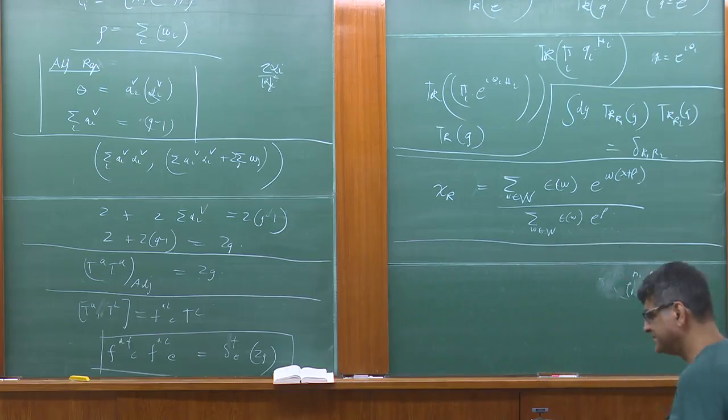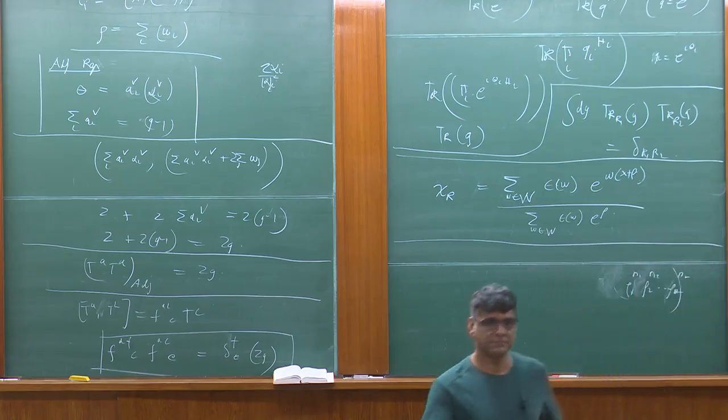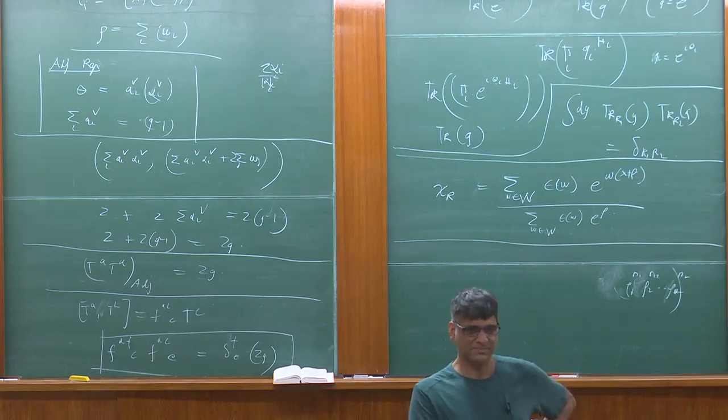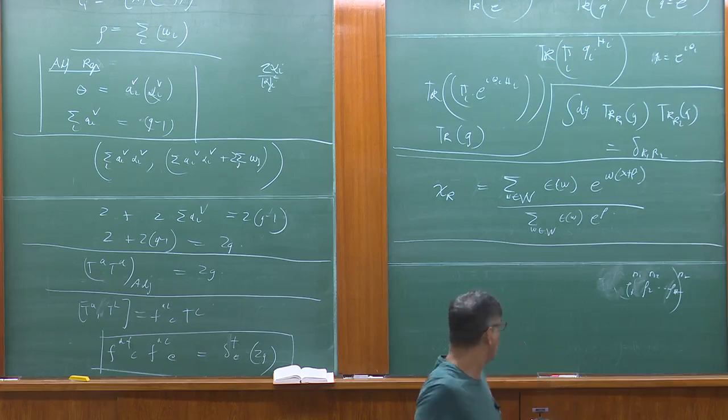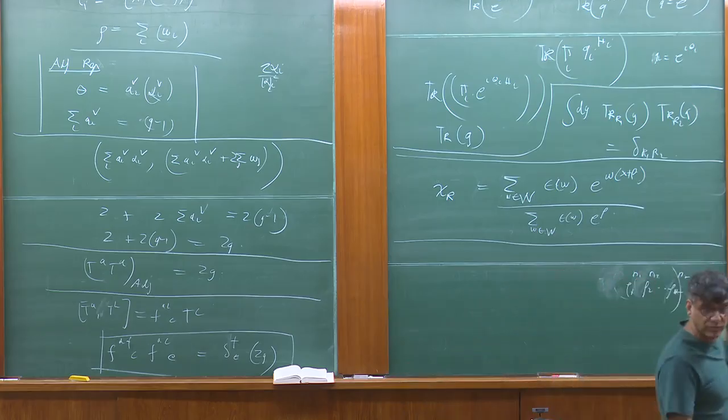Is there some way of... this looks like something when you are calculating a path integral, let's say, you have this insertion of e to the power omega lambda, and then you take the average. Omega lambda. This W, by the way, is a Weyl element.